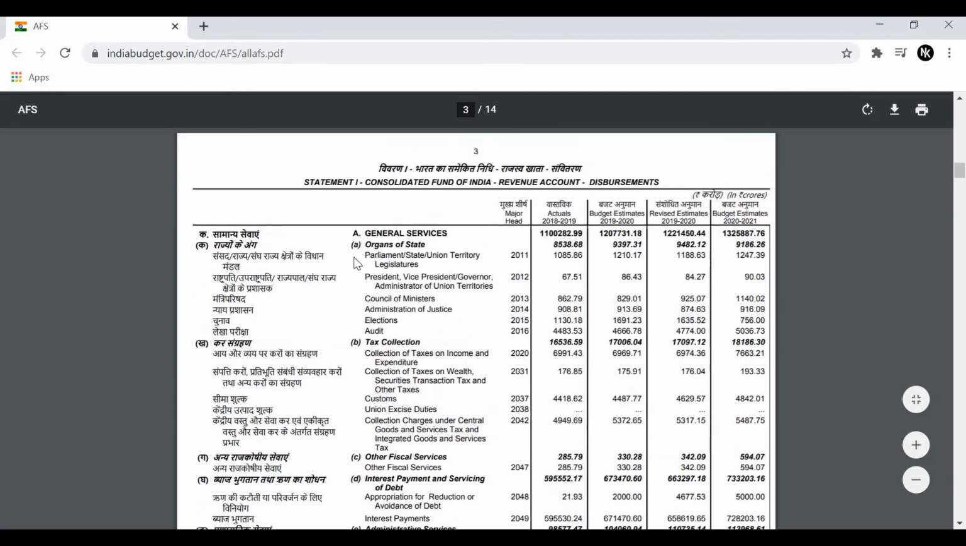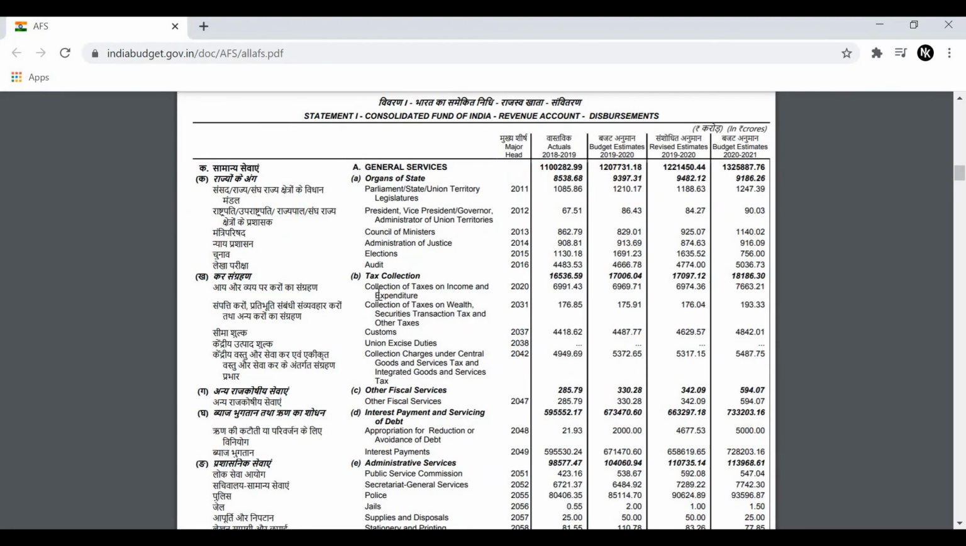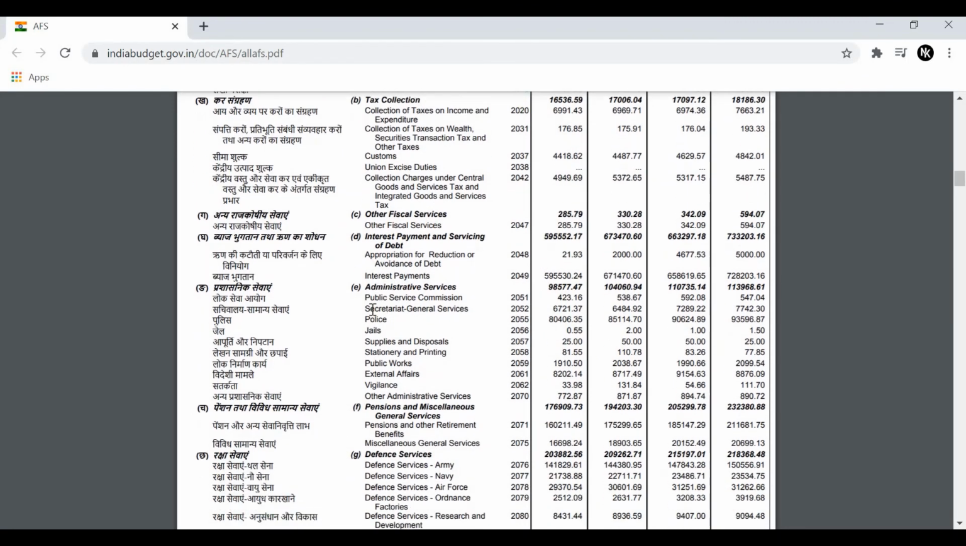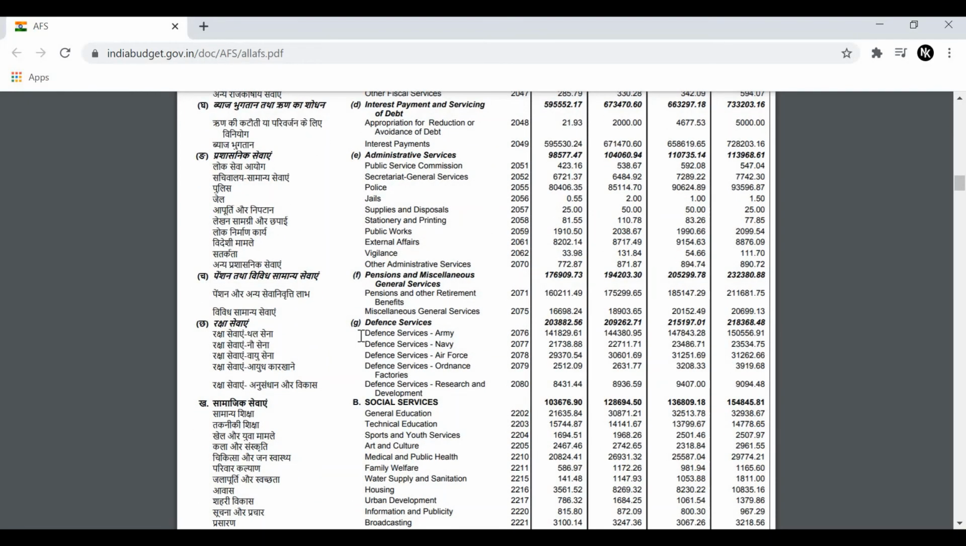So the general services: the government spending for the parliament, the president, the council of ministers, administration of justice, elections, and auditing. So obviously the government is spending money to allow these different organizations, bodies, and processes to function properly. And it also requires some money to collect tax. So we have to pay interest, administrative services, salaries, pensions. We have to invest in defense. So that could be purchasing missiles or other arms and weapons.